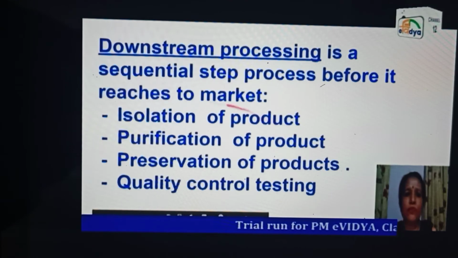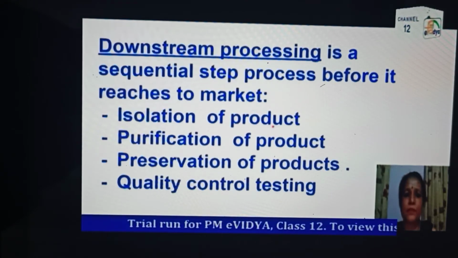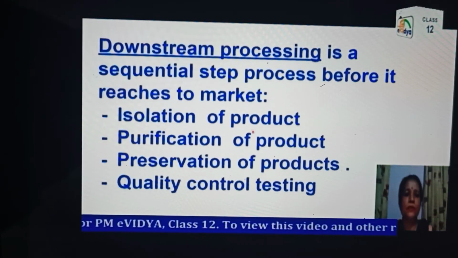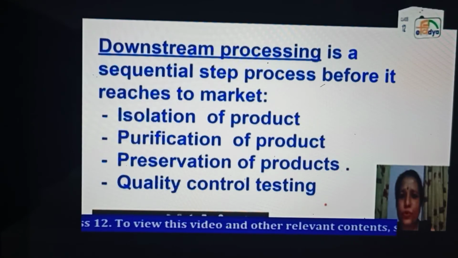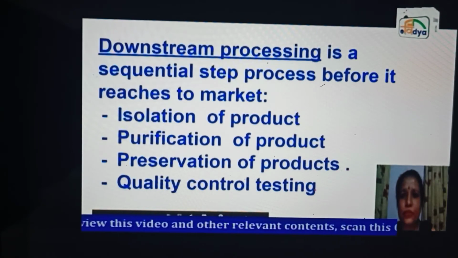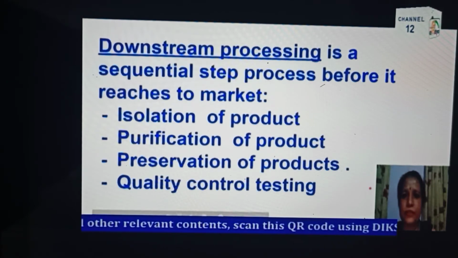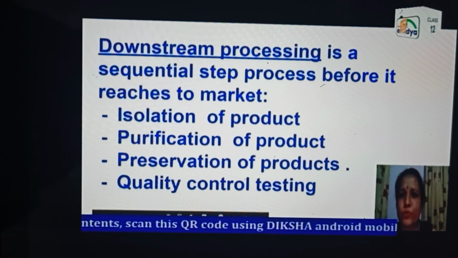Now it involves sequential steps like isolation of the product, purification of the product, then preservation of the product, quality control testing. So quality control is checked, then the product is commercialized. This quality control varies from product to product.